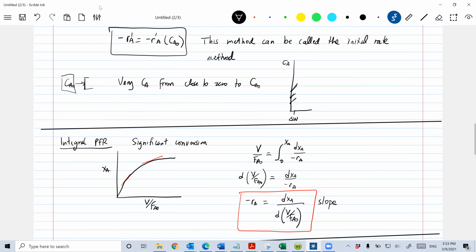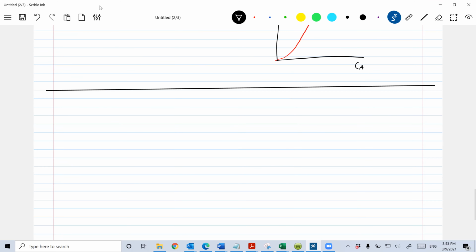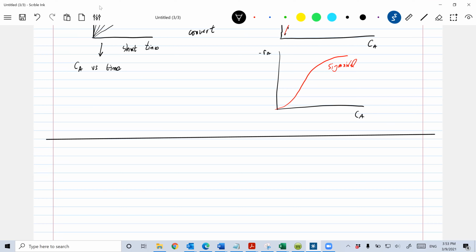Okay. Now, it's very simple, actually. It's not too bad. In fact, most of the problems will give you RA data instead of giving you time versus concentration or space-time versus concentration data. So yeah, most of them will do that because it's actually quite simple.